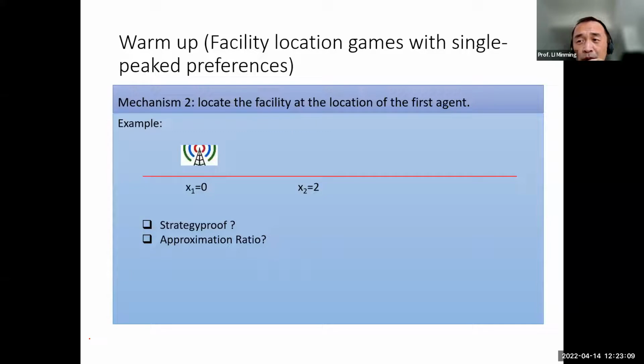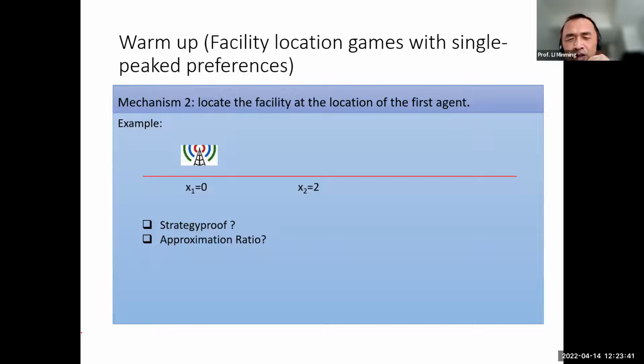The only exception will happen when they cheat to be on the left of x1. But if they cheat to be on the left of x1, then the facility will be moved to the left, right? To the left of 0. But that will not be good for them, because it's farther away from them, right? Okay, very good, Cindy. So you see that it becomes worse. So then why will they cheat? Basically they will not cheat.